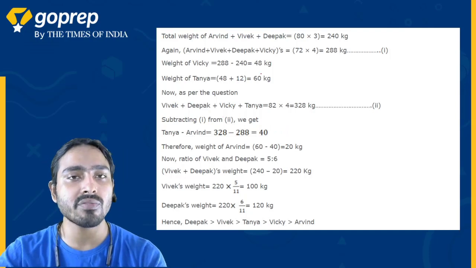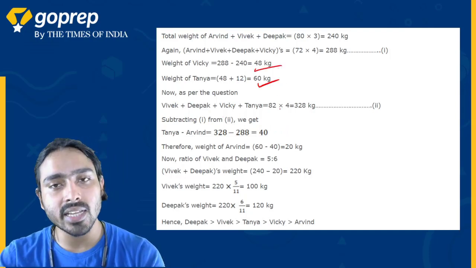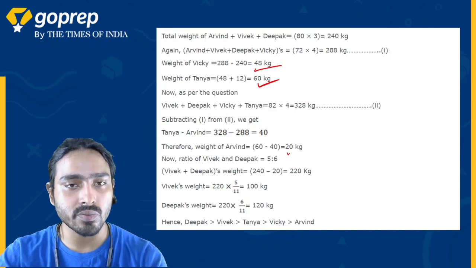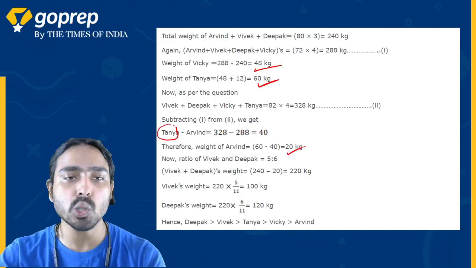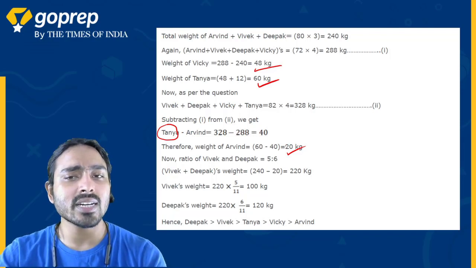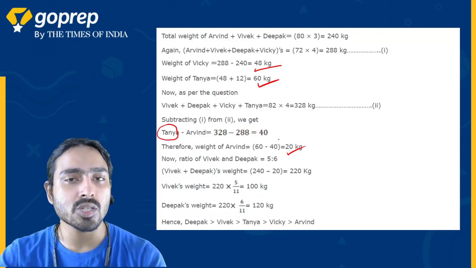So you can just look that we have found out the weight of Vicky, the weight of Tanya, and finally, again through this question, you can find out the difference between Tanya and Arvind as well. So the weight of Arvind, because Tanya's weight is known to us. So the weight of Arvind is found out. You can simply see that it is 20 kg. You find out this is the lowest one till now.